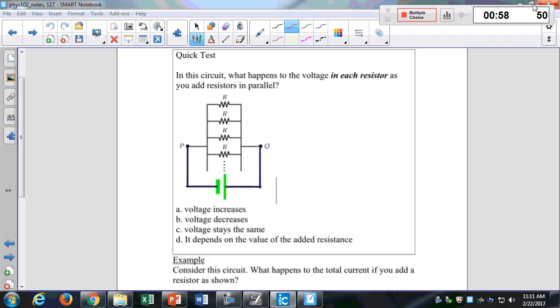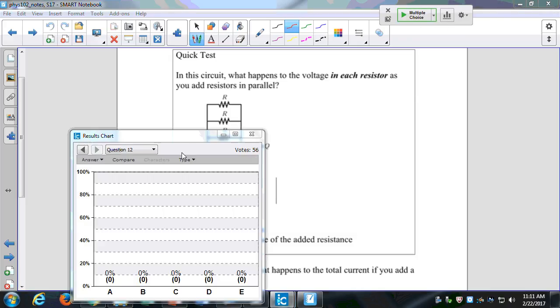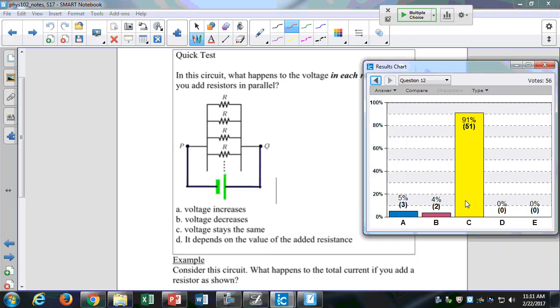All right, let's stop at 105. 105. Very good. C is right.